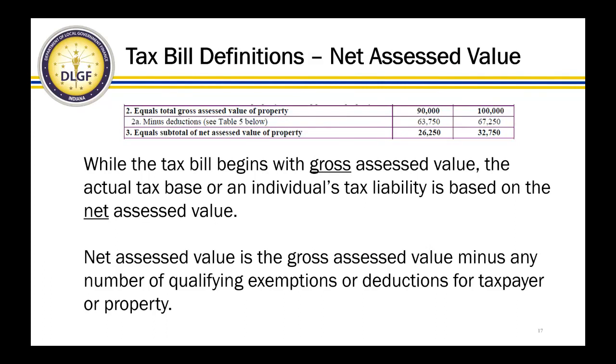So while the tax bill begins with the gross, we end up calculating the individual's tax liability based on that net assessed value. And so line two is the total value of the gross. Line 2A is looking at a listing of all the exemptions and the deductions. And then line three takes us to that net assessed value of a property.